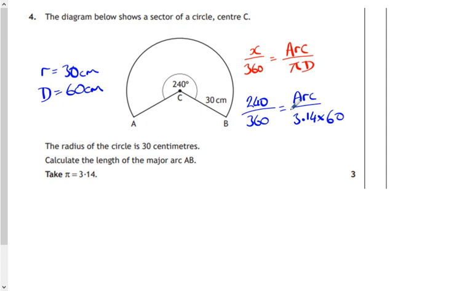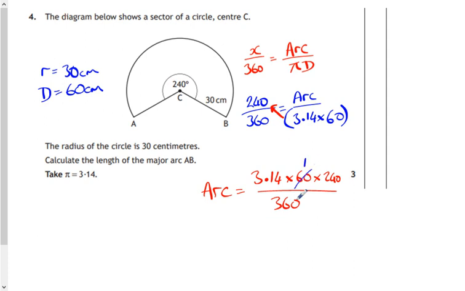So if we rearrange that, I'm going to throw this stuff up to the top that way. And I'm just going to swap the sides around so we get arc on this side. We get that the arc is equal to 3.14 times 60 times 240 all over 360. Now there's a little bit of cancelling we can do here. So I'm going to knock out the 60 and the 360 here. There is 1 60 in 60, and there are 6 of them in 360.